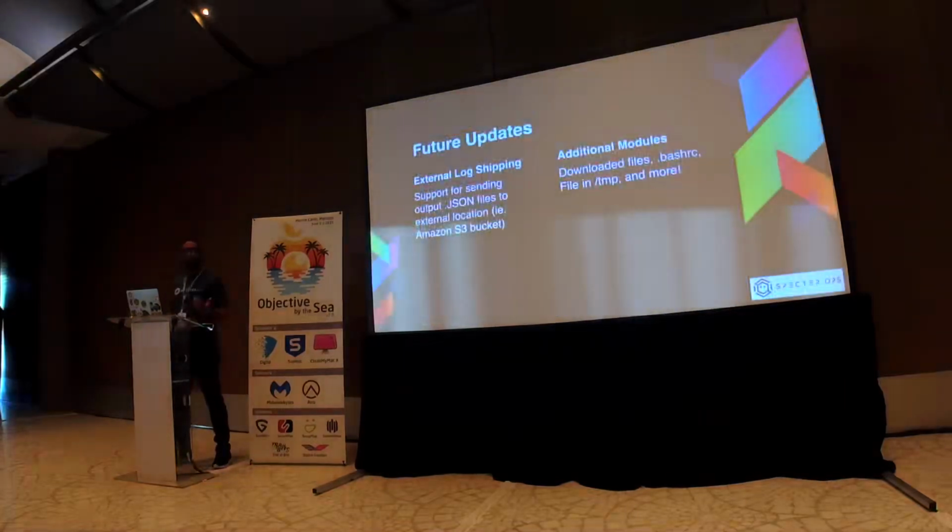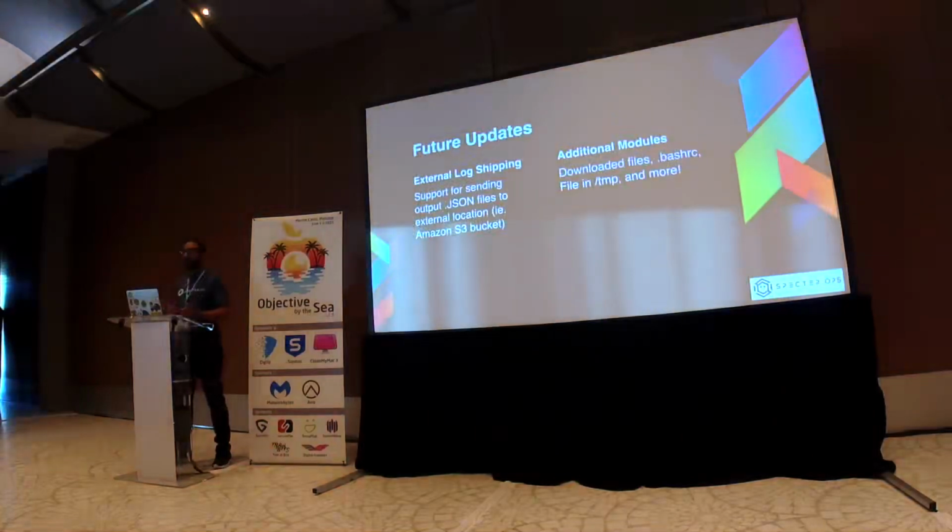Future updates: one of the things I wanted to add is support for sending JSON files to an S3 bucket. Today, when you execute Venator, it drops a JSON file to disk, and then you have to have some kind of log ingester monitoring for that and sending it to Kibana or Splunk or something of that sort. Me, as a consultant doing breach assessments, it would be ideal to drop that to disk and then ship that off to an S3 bucket.